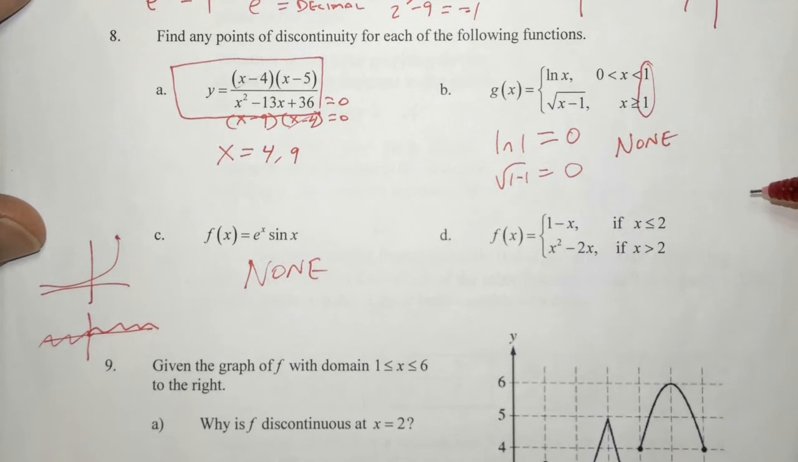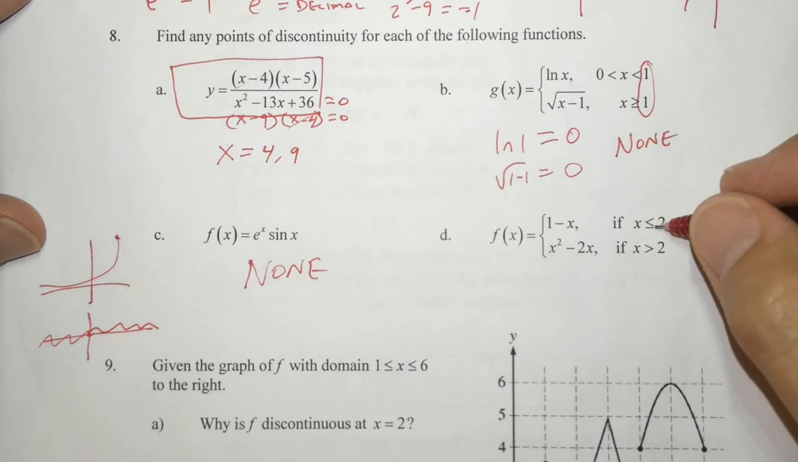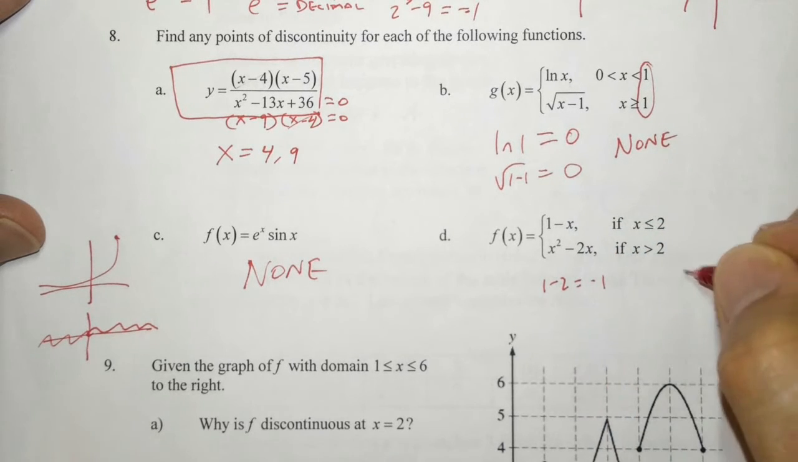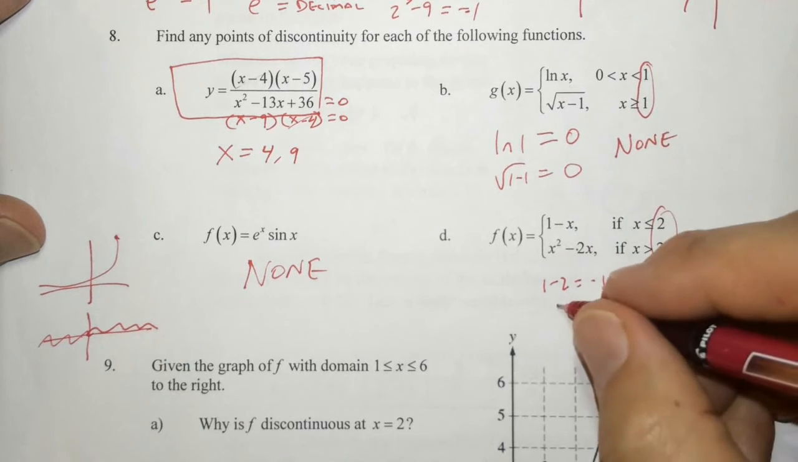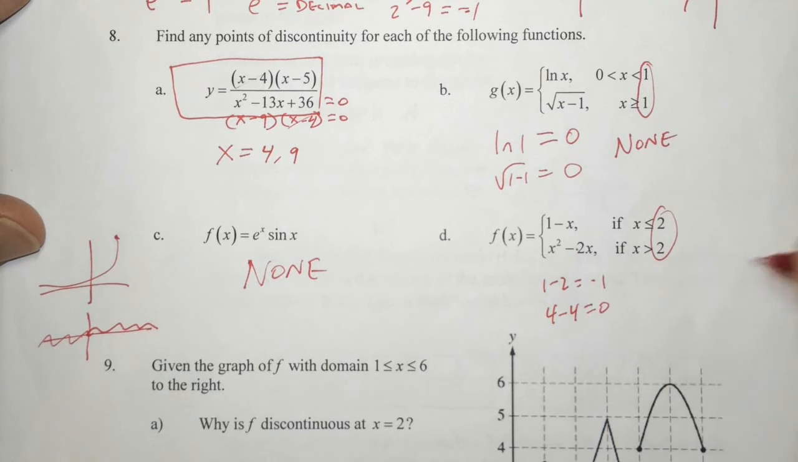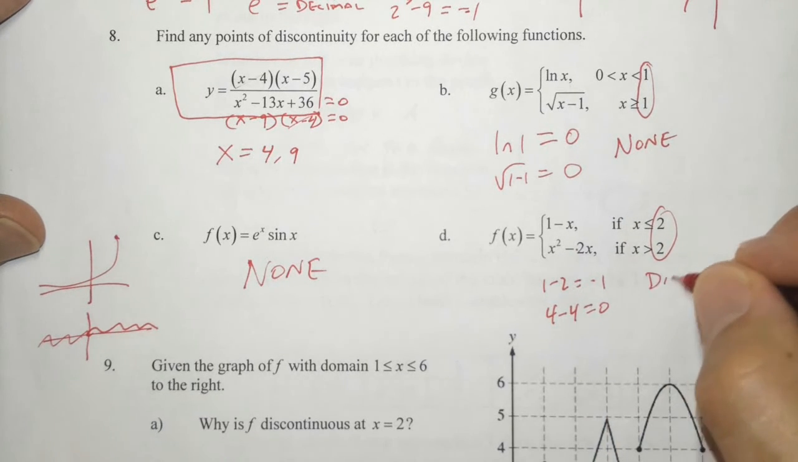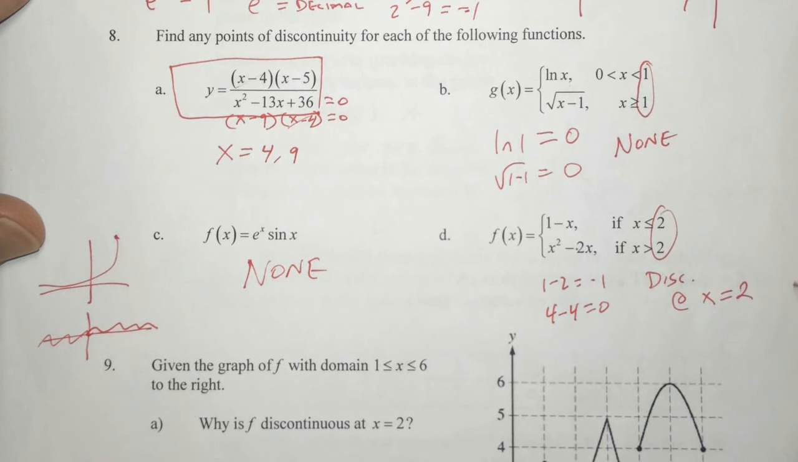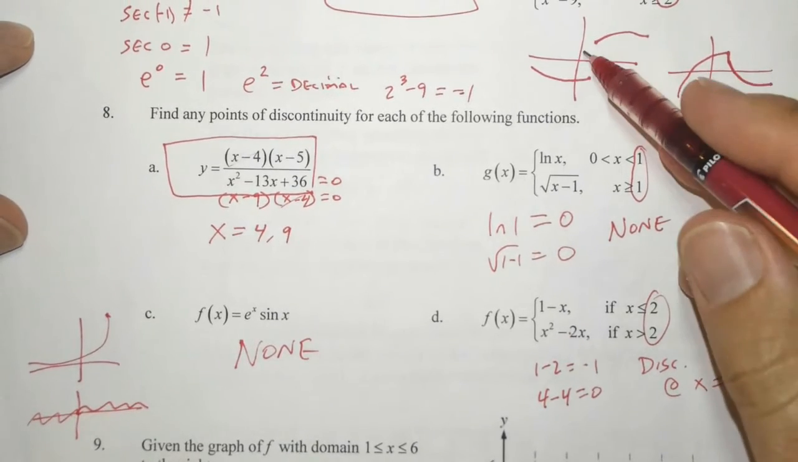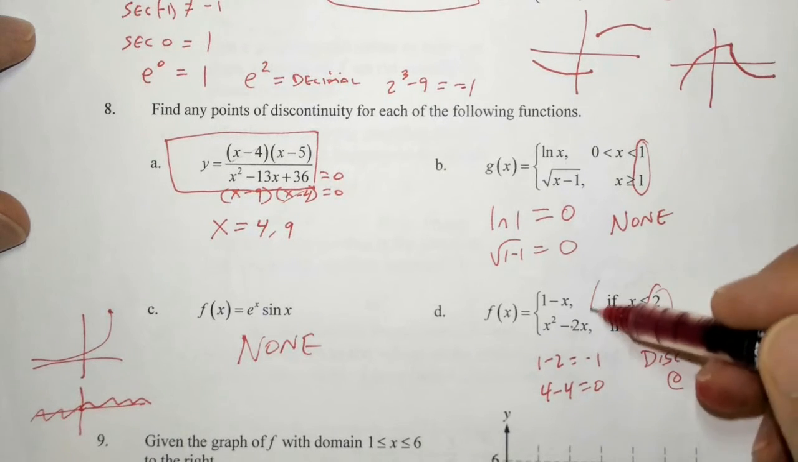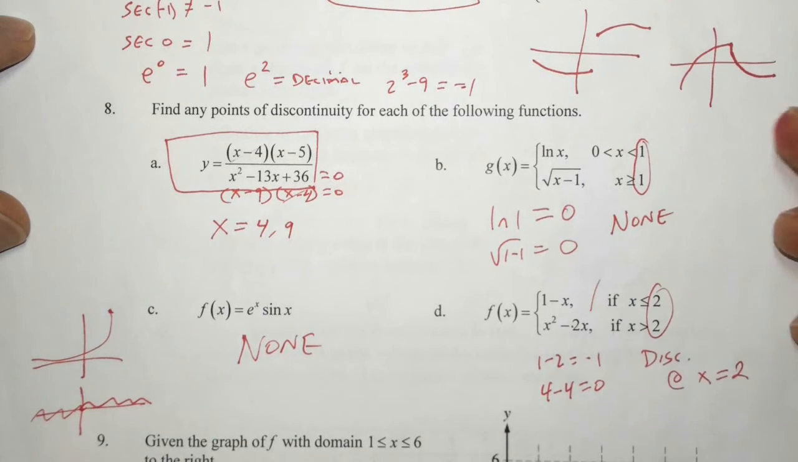However, with D, we plug in 2, 1 minus 2. We plug in 2 for this one, 4 minus 4. One time we get negative 1, the other time we get 0. So we have a discontinuity at x equals 2. It's going to be this type of situation again. One function leaves off, the other one picks up, but not at the same values.